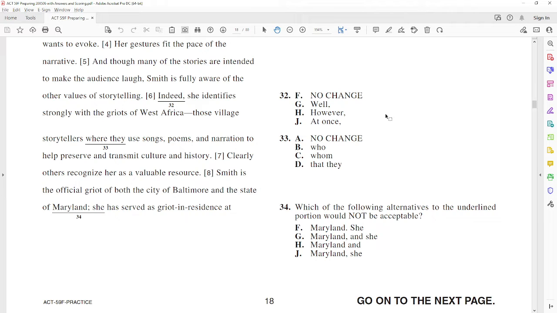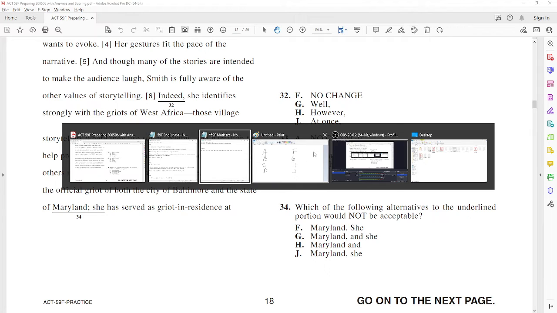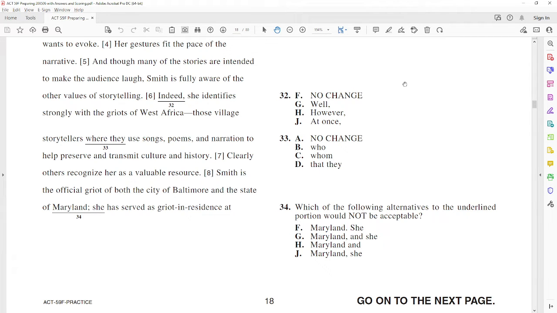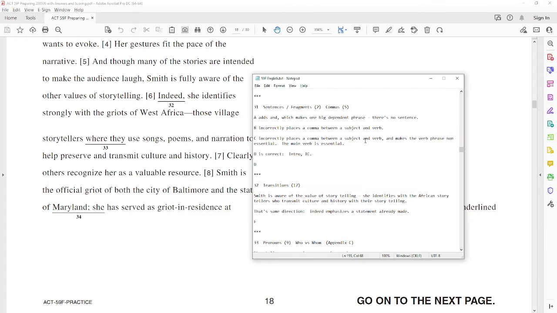I forgot even to check. Was there an option to delete or omit? No, there's not. All right, so let's see. F is "indeed." Indeed, in fact, kind of mean the same thing. Okay, that's good. "Well, I don't know" is very informal. "However" is opposite, so that's out. And J, "at once," there's not a timing element here. So the answer is "indeed," or as I anticipated, "in fact." Smith is aware of the other values of storytelling. In fact, and what's not said is because she knows they're so valuable, she identifies strongly with the griots of West Africa. Okay, so "in fact" or "indeed," F is correct for 32, and that one would be transitions.